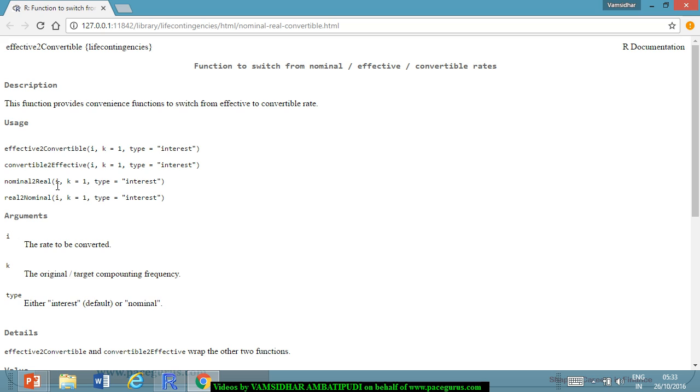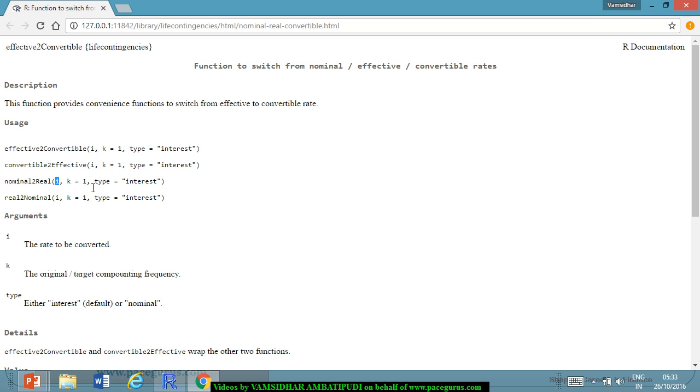So the nominal, I am giving the interest rate, which is the rate that I want to convert. I can also use real to nominal. Okay, first let's look at nominal to real. I is the rate to be converted. Then K, the original target compounding frequency. So what is the compounding frequency that I am looking at?